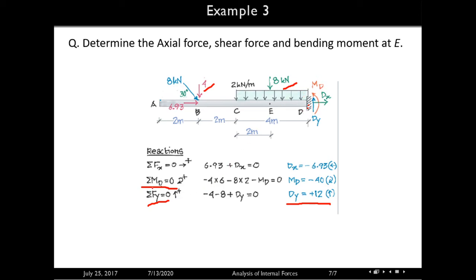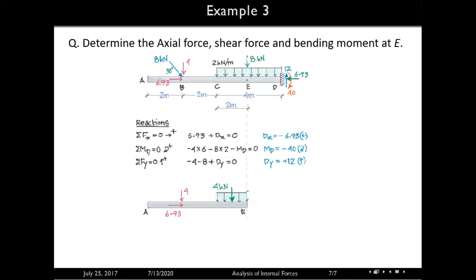So applying summation of moment at D equals 0 and considering clockwise as positive, we can see this 4 into 6 creates a rotation in anti-clockwise direction, but we have considered clockwise as positive, so we have to write minus 4 into 6. Next we can see 8 into 2, this is also creating a rotation in anti-clockwise direction, that's why minus 8 into 2. And at last this MD is also in anti-clockwise direction, that's why minus MD. From here we can also calculate the moment MD.